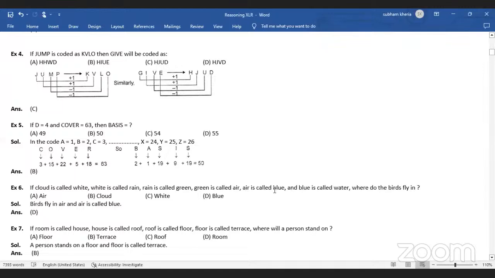I don't care now what blue is called. Understood? I don't need to care what blue is called. I'm not going to continue from here. But what is air called? My answer is air logically. Then I'll check what is the coding of air. Air is coded as blue. So my answer is blue. Is this point understood? Anyone has any doubt?